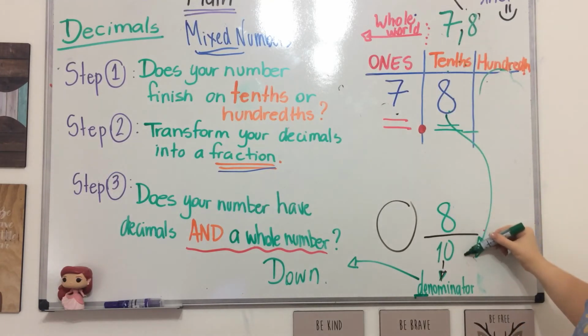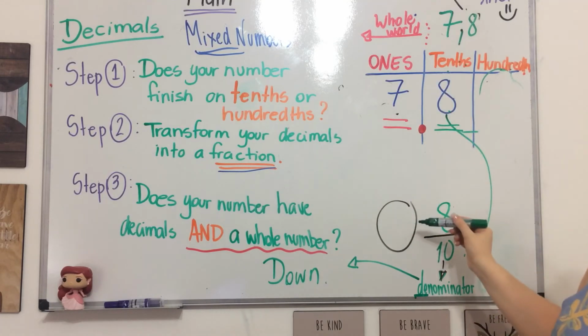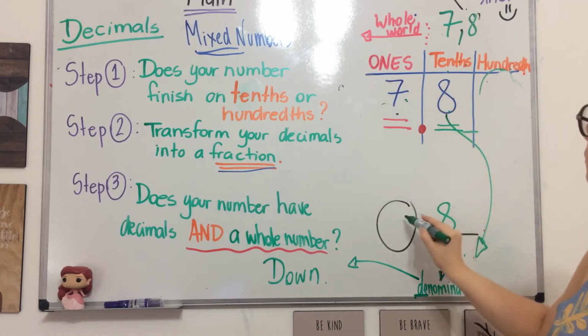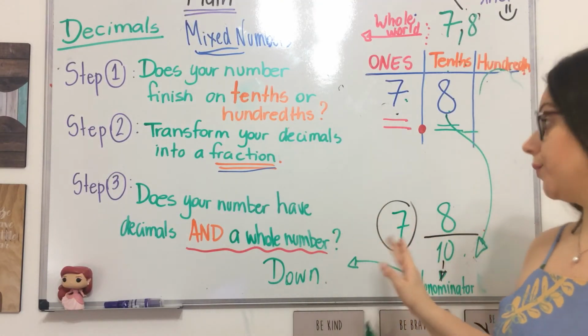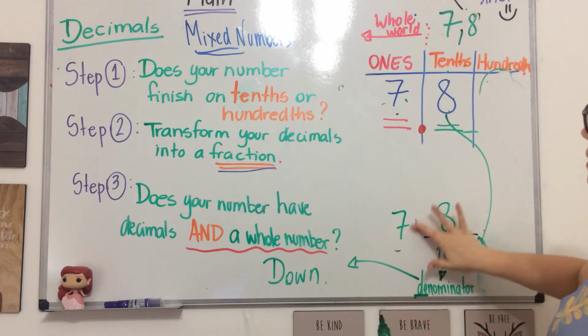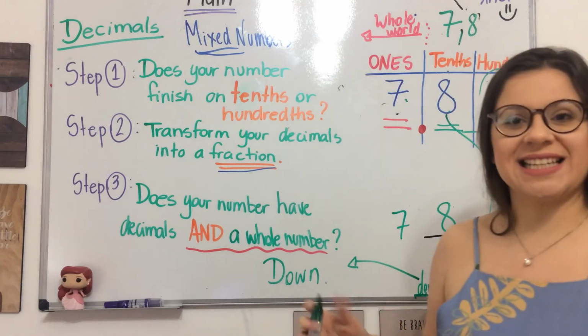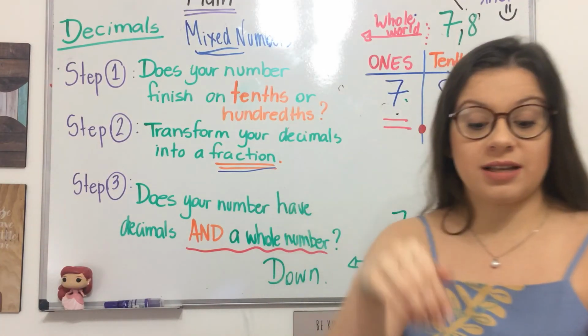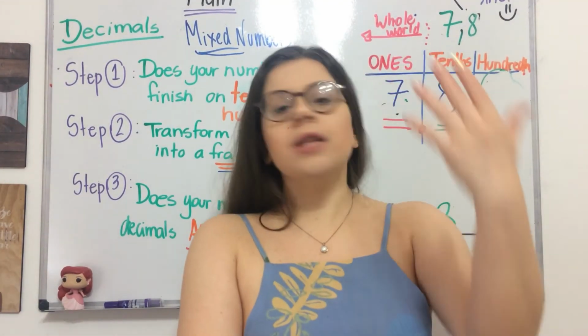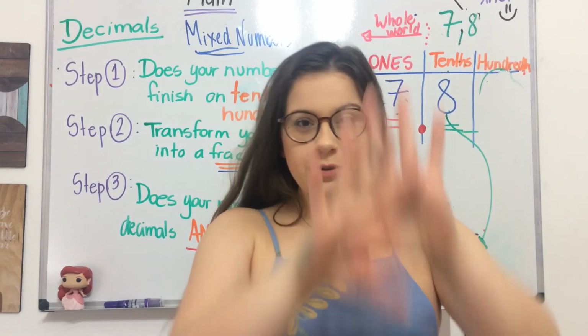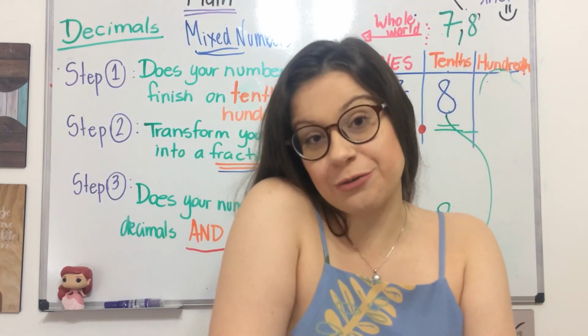8 tenths. Does my number have a whole number? Yes, 7. As it is a whole number, it needs to be outside of the fraction, okay? Because it is a whole number, otherwise it's not mixed. If all the numbers are inside the fraction, it's not a mixed number, it's only a fraction, okay? So, this is mixed numbers. We're going to keep talking about decimals. We can revise mixed numbers in another video if it is not 100% clear for you.